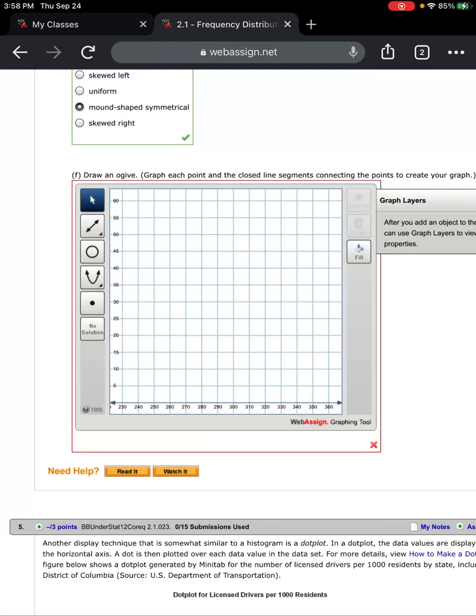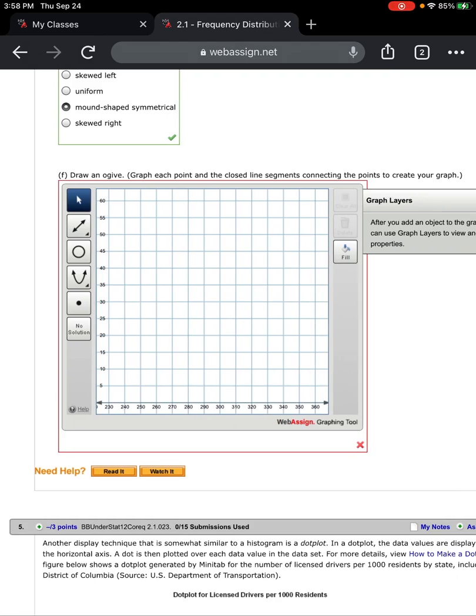Okay, the last one on your homework before you get to the dot plots, it asks you to draw an ogive. That is a graph of segments that keep a cumulative frequency total as you go. The columns that you're going to need to look at are your class boundaries column and the very last column, cumulative frequency.